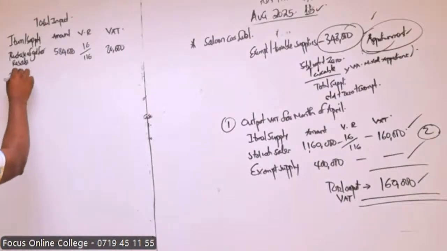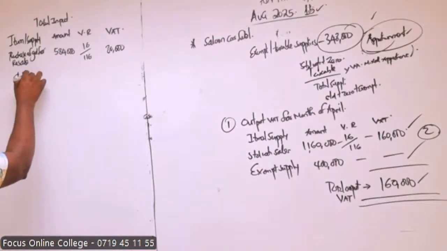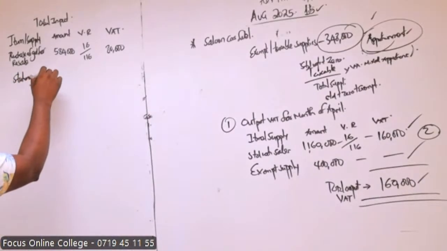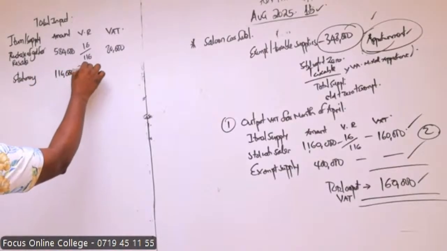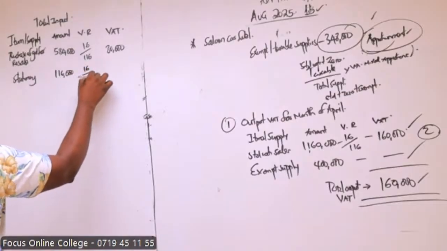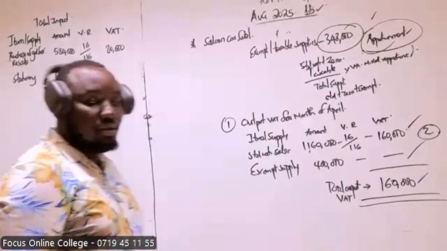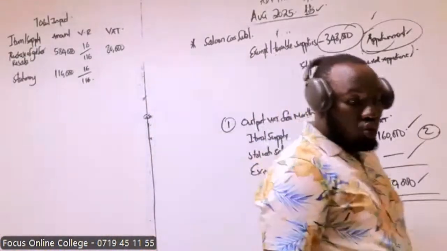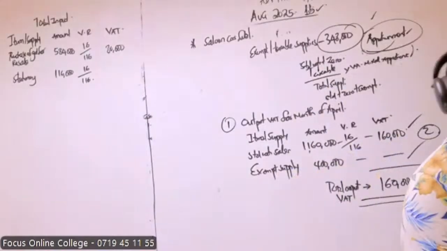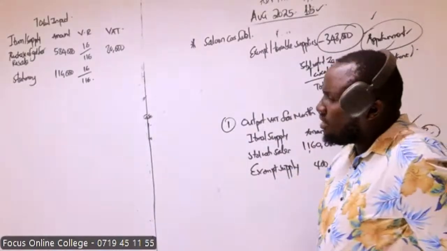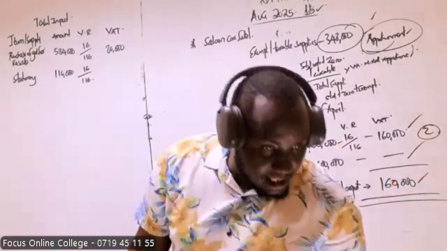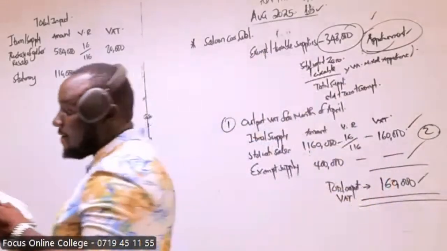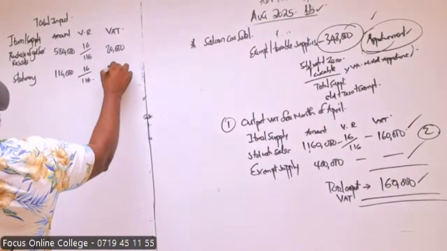So we have stationery. What is the figure for the stationery? That should be 116. So what do you have? 16 over 116. Give me that for the stationery. Somebody says 16K.